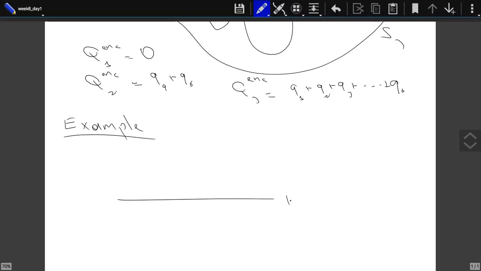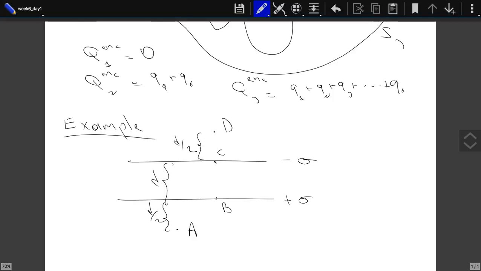Okay, so this is plus sigma, this is minus sigma. The separation is D. Here you have a point A. This is D over 2. This is point B, C, and some point D over here. This was the question. Well, the figure of the question, let's say. So what is confusing you?